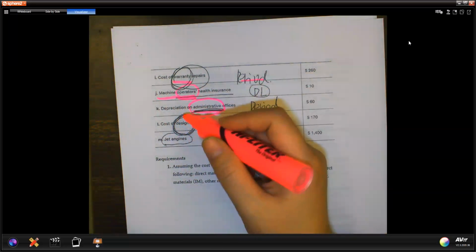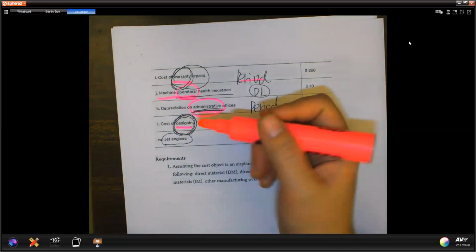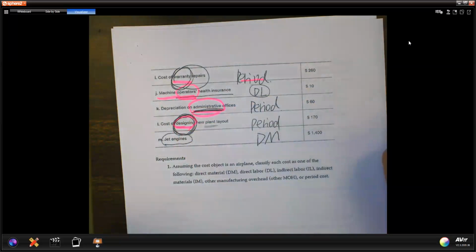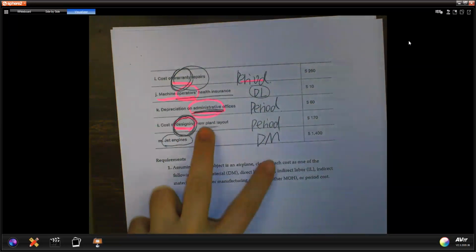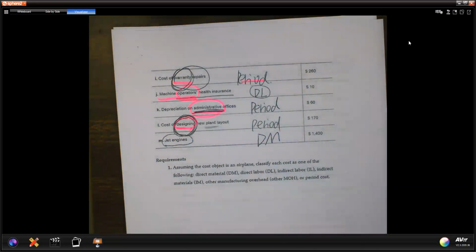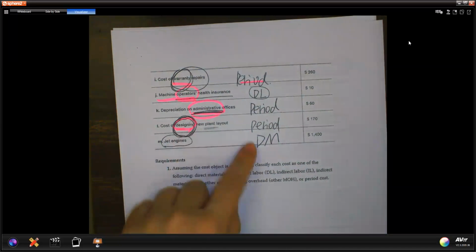Cost of designing, so you design a new plant layout, that's your design function in the value chain, so this is your period cost. Jet engine, that's direct material. Now, once you organize this, make sure you know what the prime cost is, direct labor plus direct material, and what conversion cost is, that's your direct labor and your manufacturing overhead.